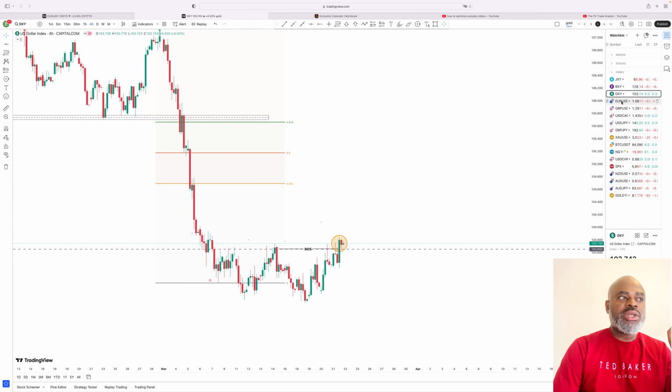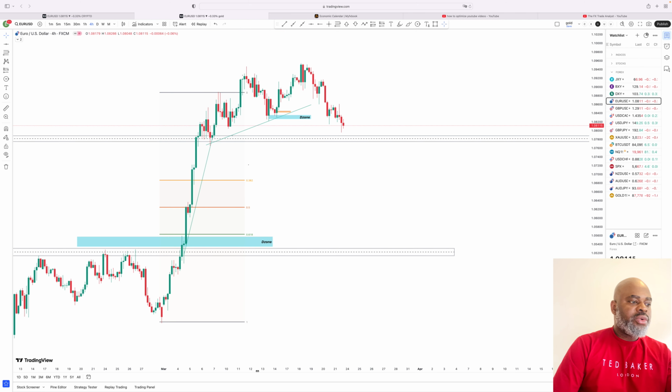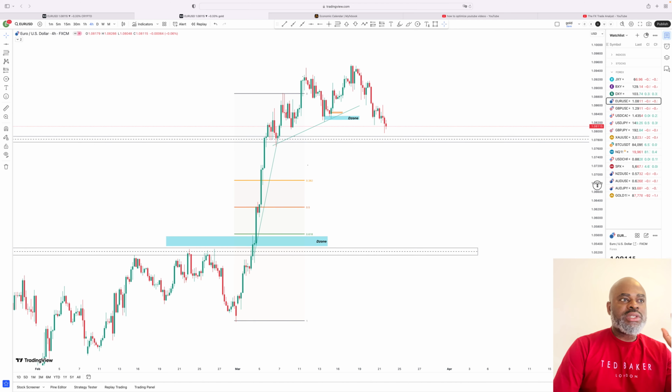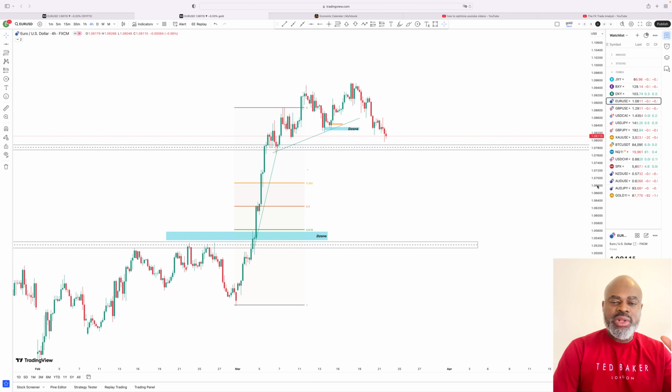We quickly go to the EUR/USD. If we look at the EUR/USD, like I will always say, it follows the same pattern, or it respects the move of the dollar index.